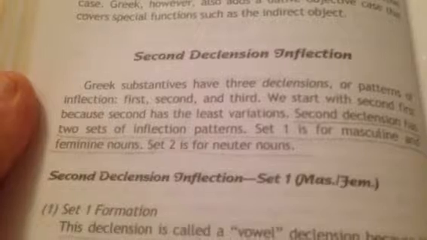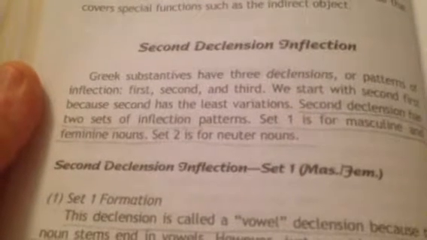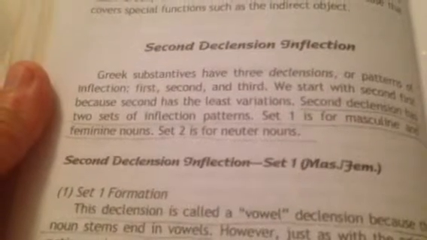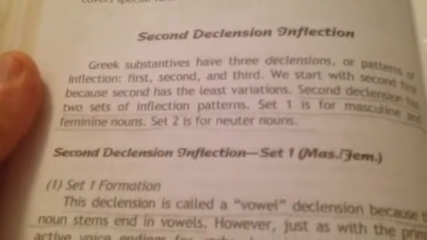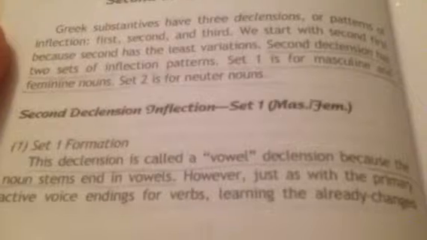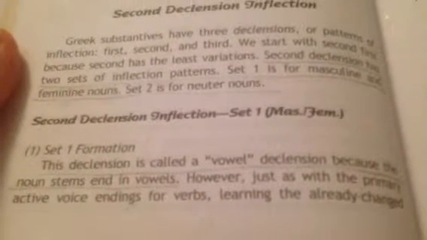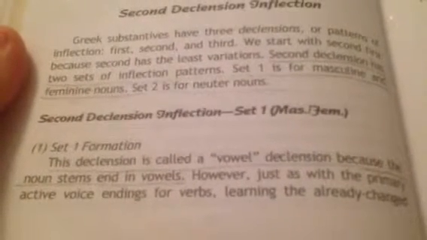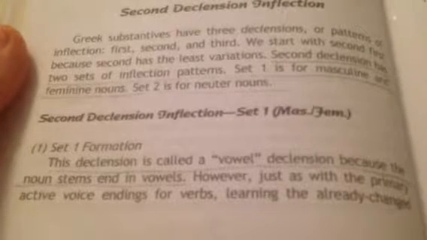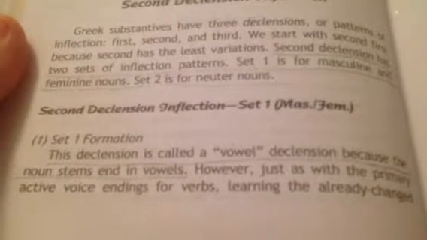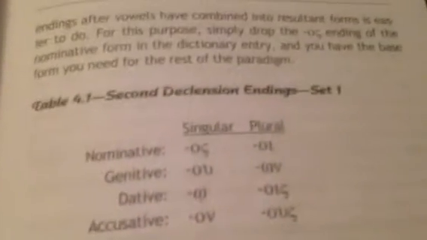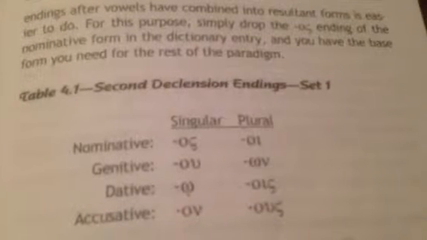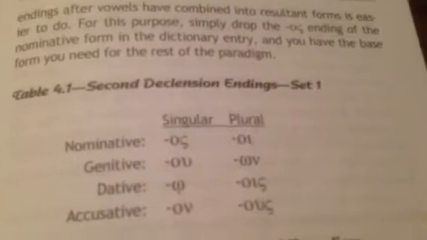They decline according to a specific pattern, and we're first going to introduce what we call the second declension pattern. Okay, so it's what we call a vowel declension pattern. It's most consistent, so that's why we learn it first. It's a masculine feminine declension pattern, and so it ends in vowels. The first set is the declension set that we call masculine.